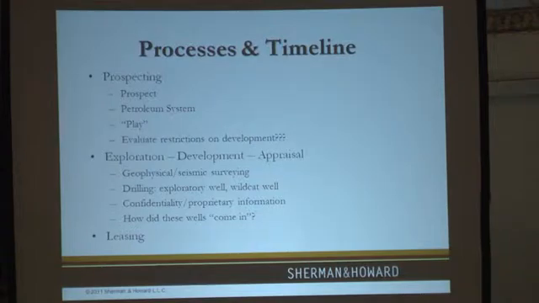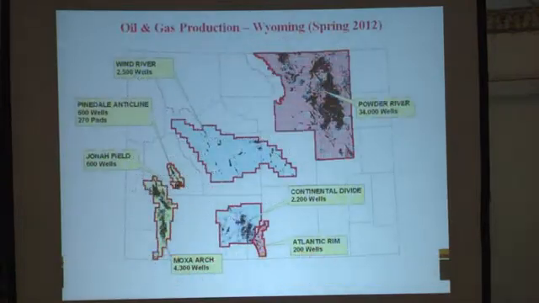And then once that information is gathered, they develop a plan for how they're going to explore the field. They might drill some exploratory wells, wildcat wells. Wildcat wells are wells that are drilled in a field where there's not been production before. That information, again, is highly confidential. The Wyoming Oil and Gas Commission typically keeps that confidential for about 6 months. And then if they find oil and gas there, they go into leasing.